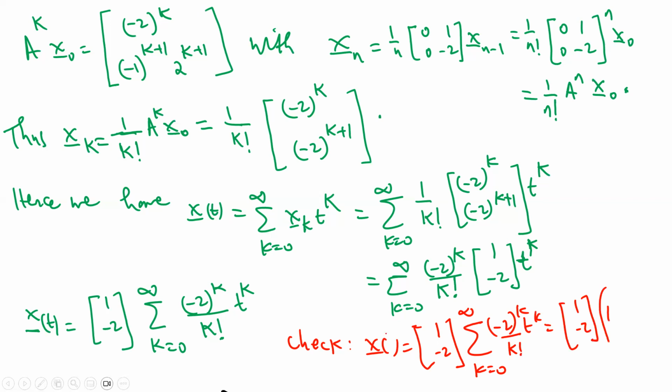So this one is x of t. It's exactly this, but now we are just expanding to check. So if you have this summation, it's going to be 1 plus the summation, where the summation is now going from 1 to infinity, of minus 2 to the k, t to the k, over k factorial.